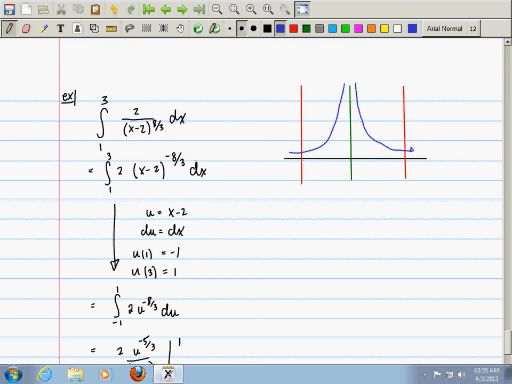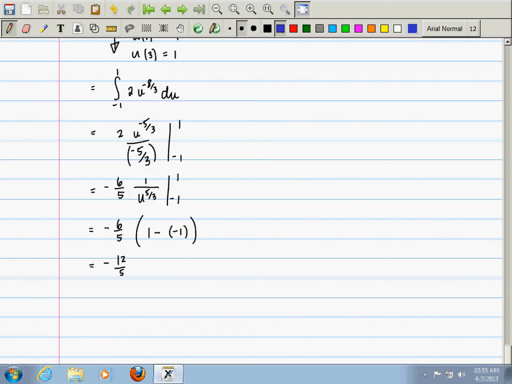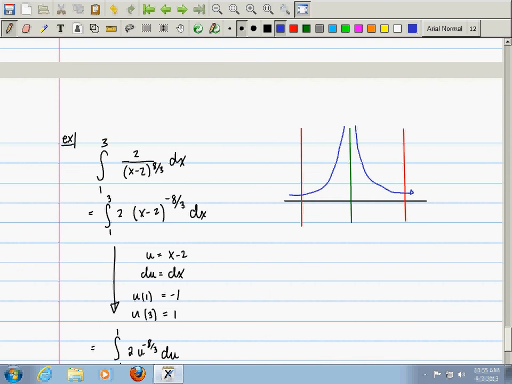Okay, so then now, if there is an area, right, of this volcano thing, then what do you think the sign should be? Probably positive. What did we get? Negative 12 over 5? That should tell you something, right? That should tell you that something you did was not legitimate. Okay? The thing that's not legitimate is we integrated right across the asymptote.